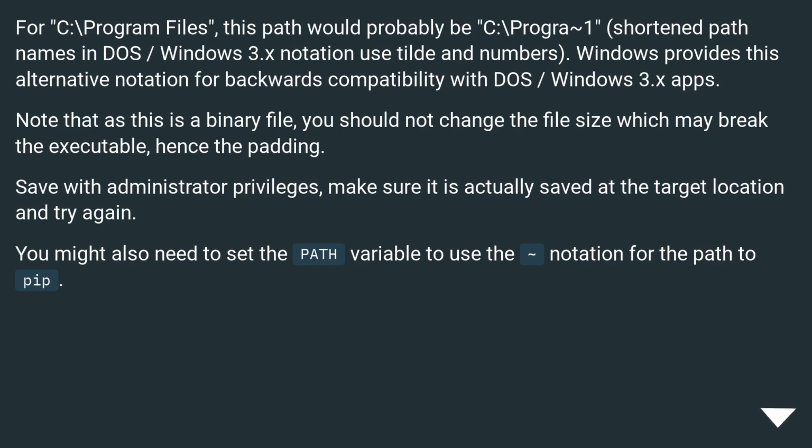For C:\Program Files, this path would probably be C:\PROGRA~1. Shortened path names use the DOS, Windows 3.x notation with tilde and numbers. Windows provides this alternative notation for backwards compatibility with DOS and Windows 3.x apps. Note that as this is a binary file, you should not change the file size, which may break the executable, hence the padding. Save with administrator privileges. Make sure it is actually saved at the target location and try again. You might also need to set the path variable to use the short notation for the path to pip.